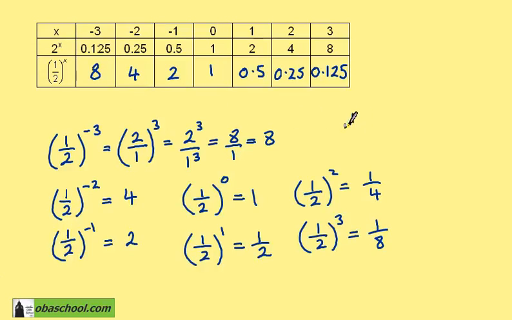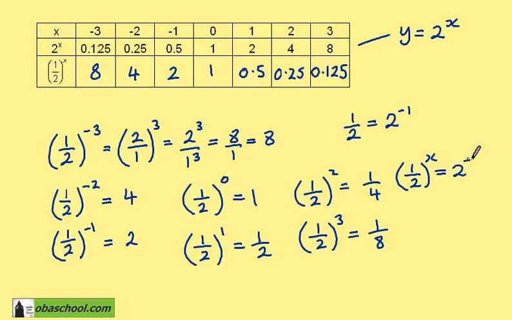If we consider that a half is 2 to the minus 1, and the first row here is y equals 2 to the x, then the bottom row, a half to the x, would be 2 to the minus 1 to the x, which is just 2 to the minus x. So this row of values is for y is 2 to the minus x.